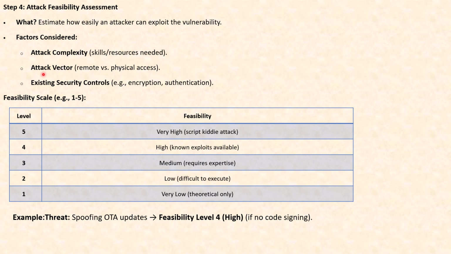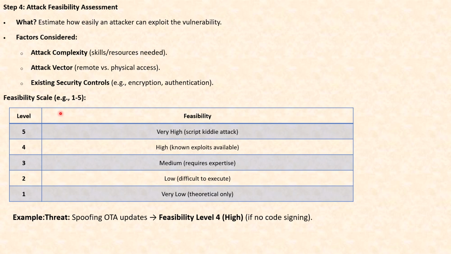Next is attack vector, remote versus physical access. Is it something where the hacker or the criminal is attacking your vehicle from a remote place, or is he attacking your vehicle directly with the help of some USB or some pen drive? Now existing security controls, example encryption, authentication.